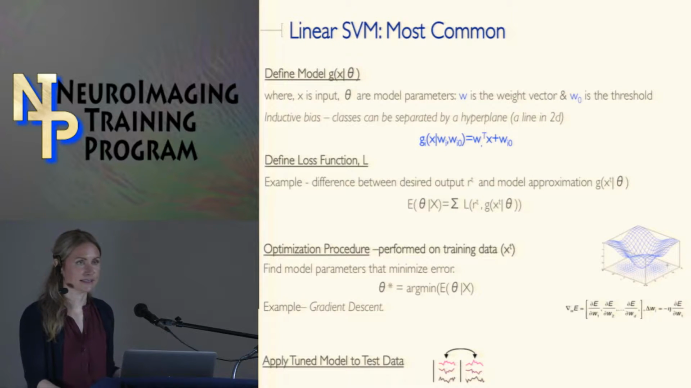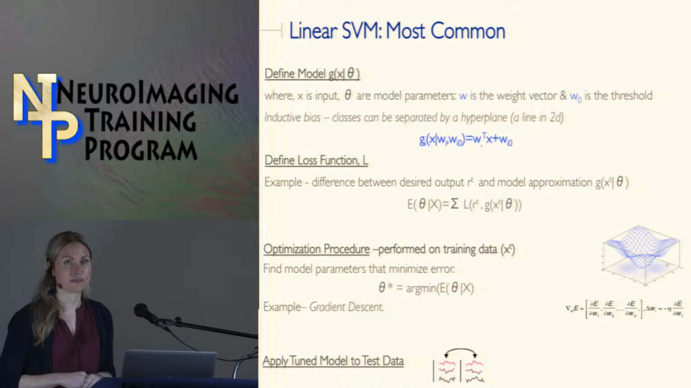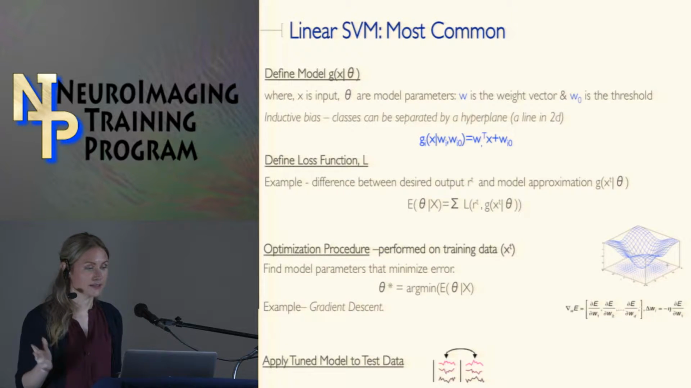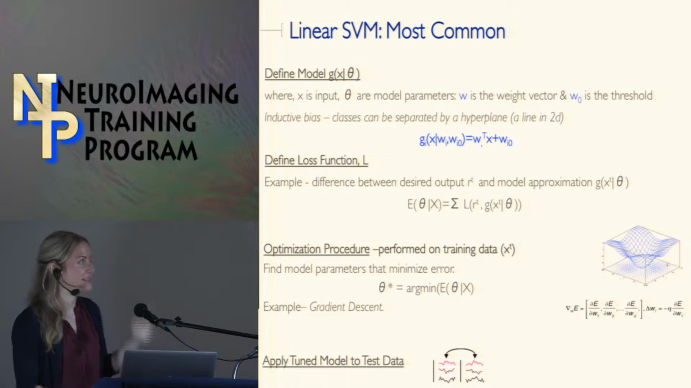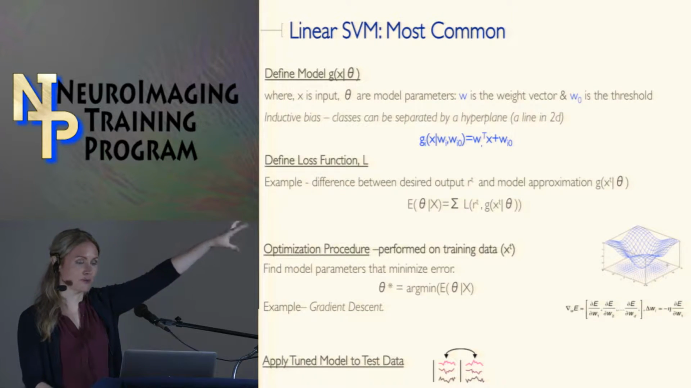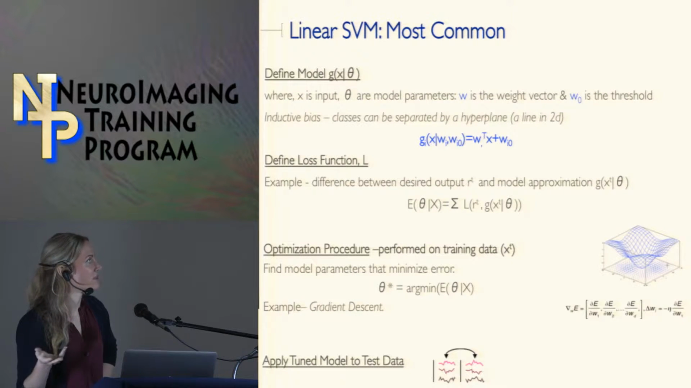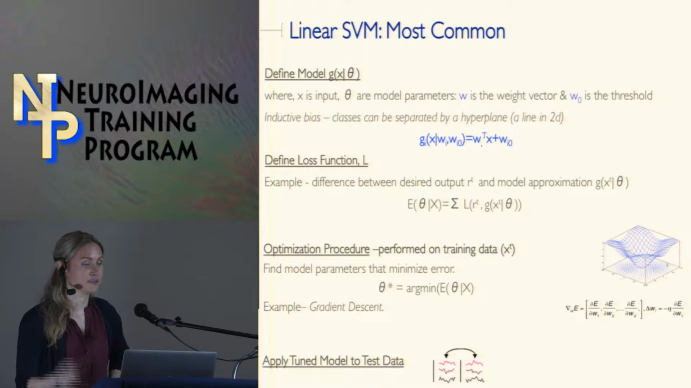With SVM, or any linear classifier, you first define the model. In this case, X is the input, theta is the model parameters. Here, W is the weight vector, and W naught is the threshold. This model is our inductive bias. The form of our model is the inductive bias that we're taking. From there, you define a loss function. Often this is just the difference between the desired output and the model approximation.